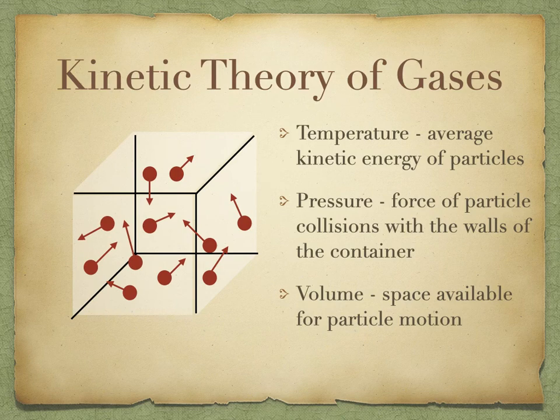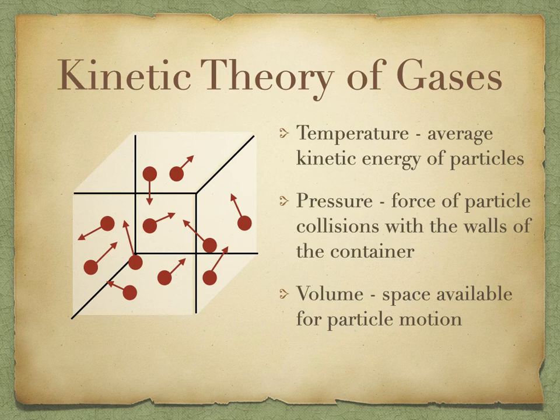To review what the kinetic theory of gases states, it states that a contained gas is a collection of particles, molecules, or atoms in constant random motion, and that we can describe the macroscopic properties of that gas, things like its temperature, its pressure, its volume, by reference to the motion of the individual particles. And so we can also describe changes in the gas by reference to those changing particles.